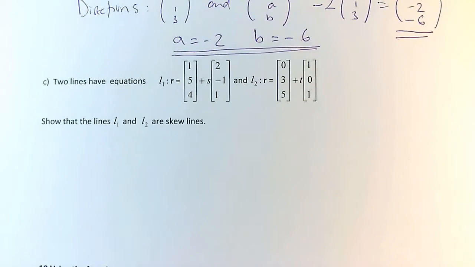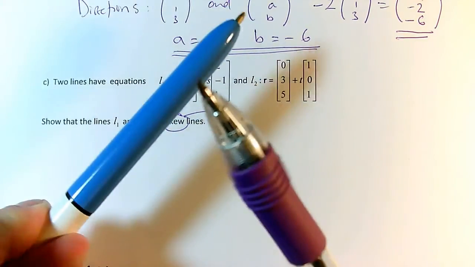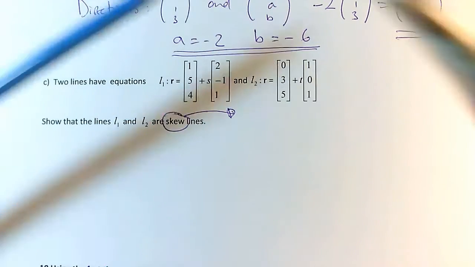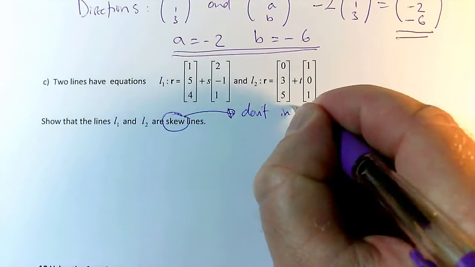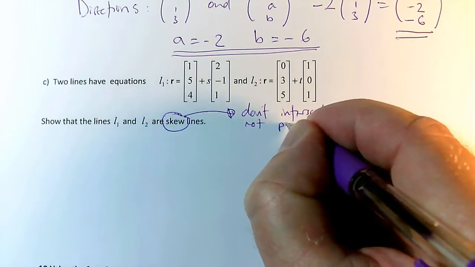Okay, onto this part where we have to be able to deal with skew lines. Now for lines to be skew, it has to be the case where the lines don't intersect each other, but aren't parallel either. So that means they don't intersect and they're not parallel. So I need to show both of those things.